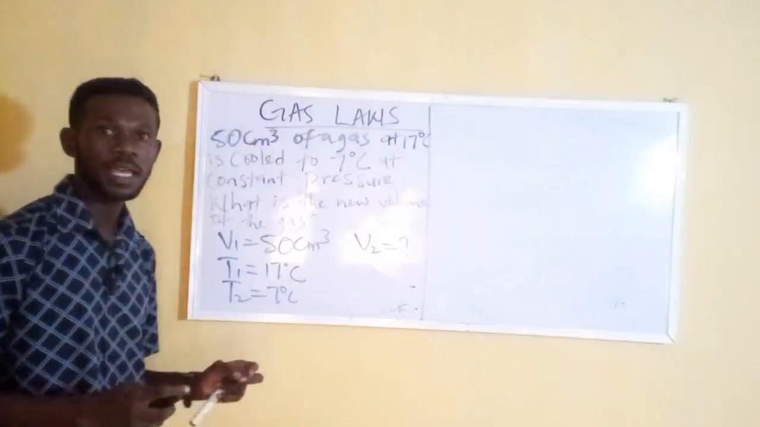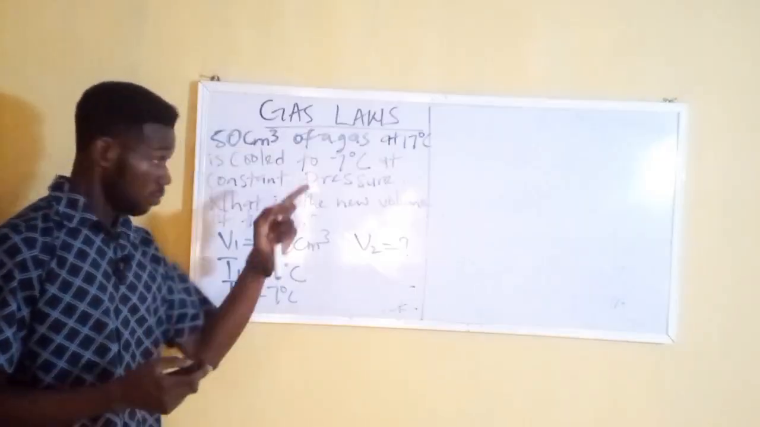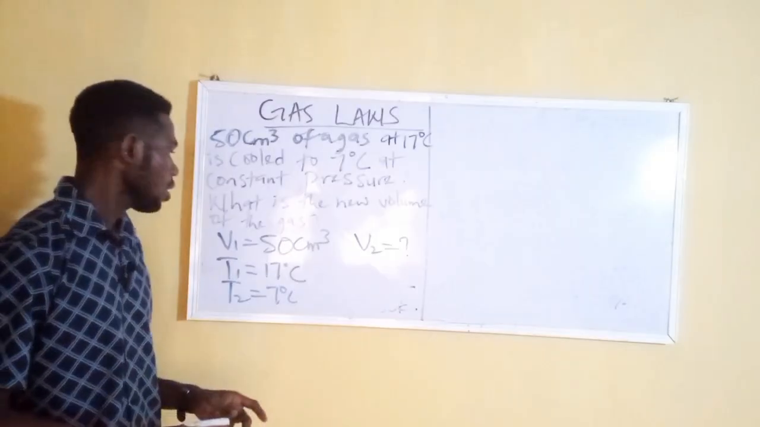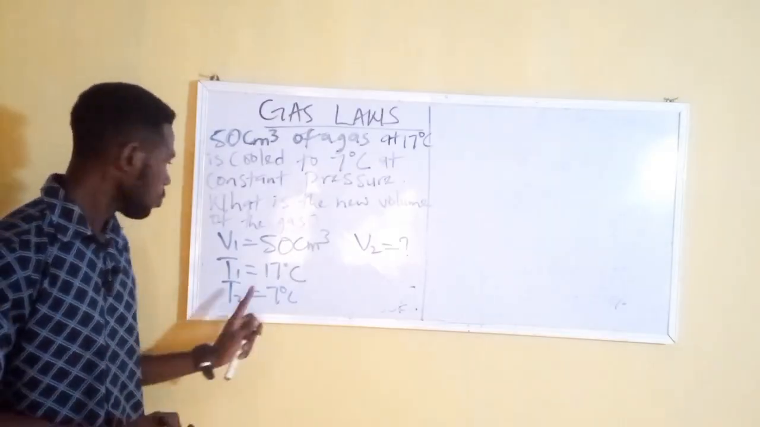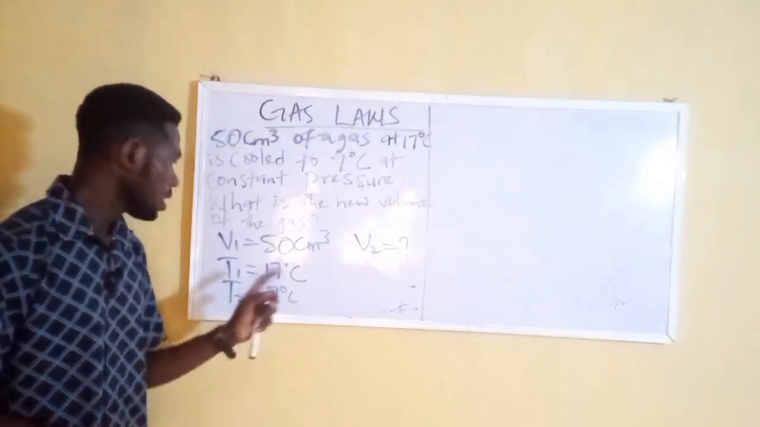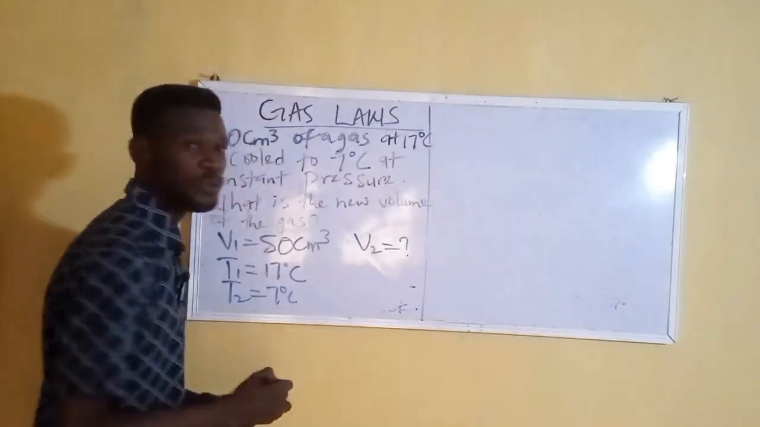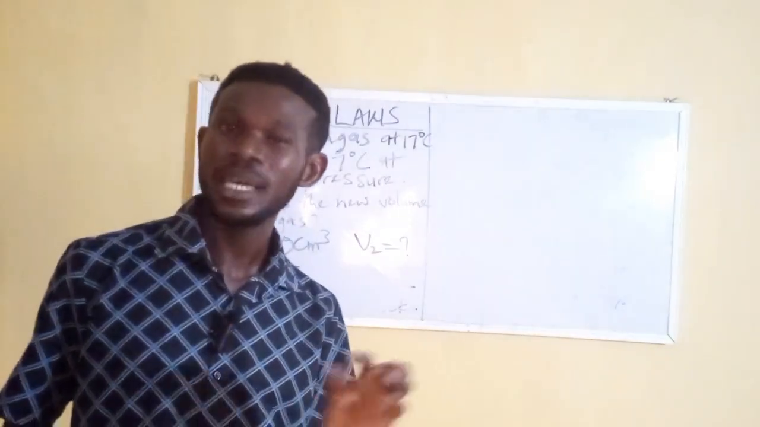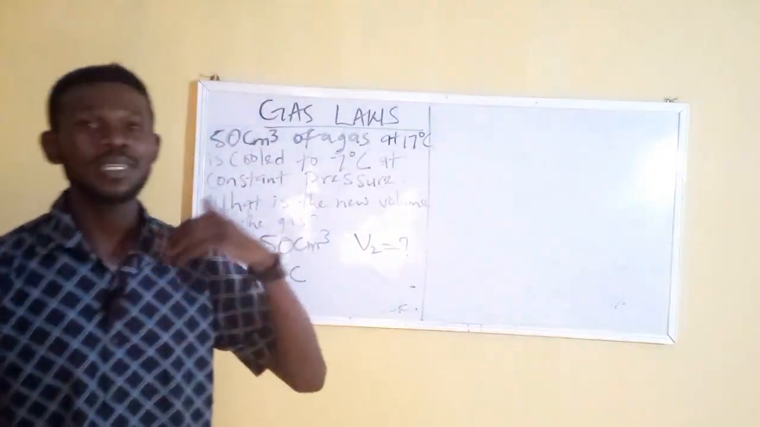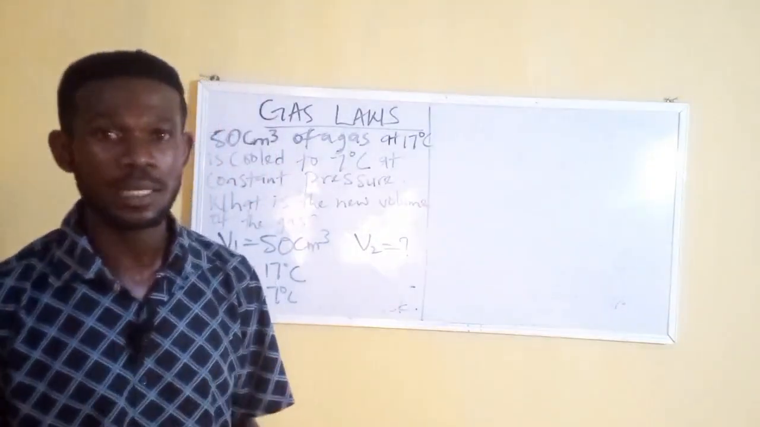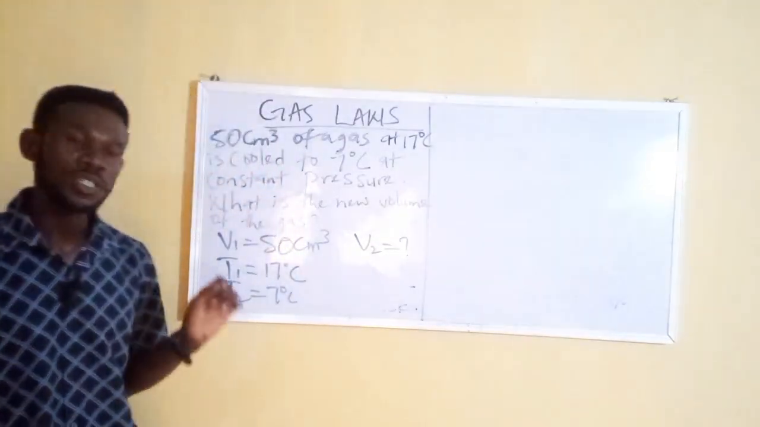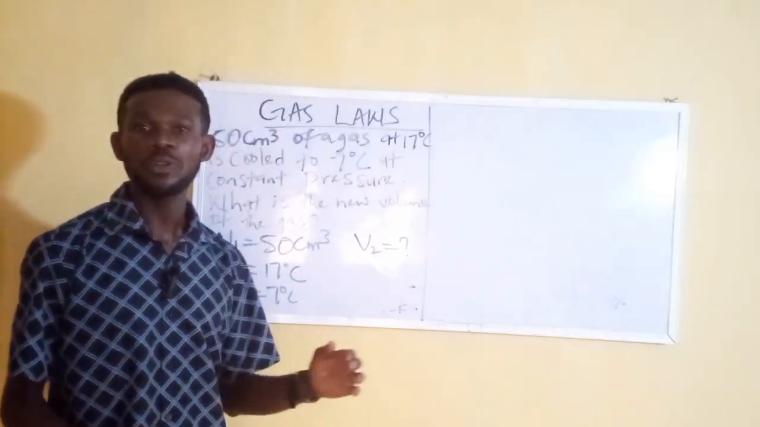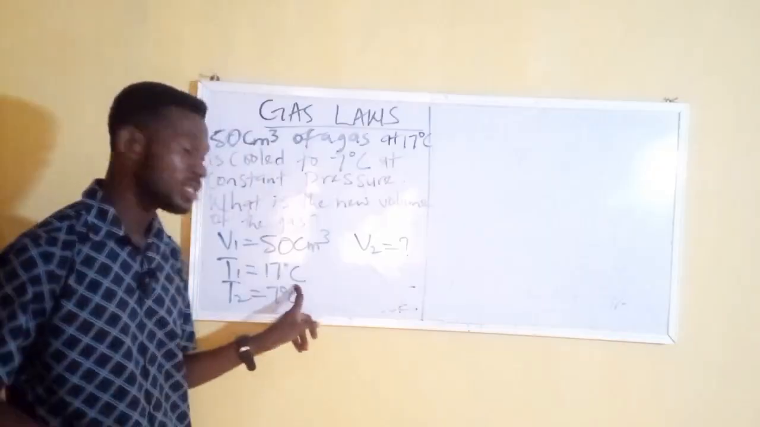We have to apply our Charles law formula, which is V1 over T1 equals V2 over T2. But we need to carry out our conversions first. Now, what's the conversion like? You have to add 273 Kelvin. Before you carry out any calculation on gas laws, please bear in mind that you must add 273 Kelvin to whatever temperature is given, as far as it is given in Celsius.